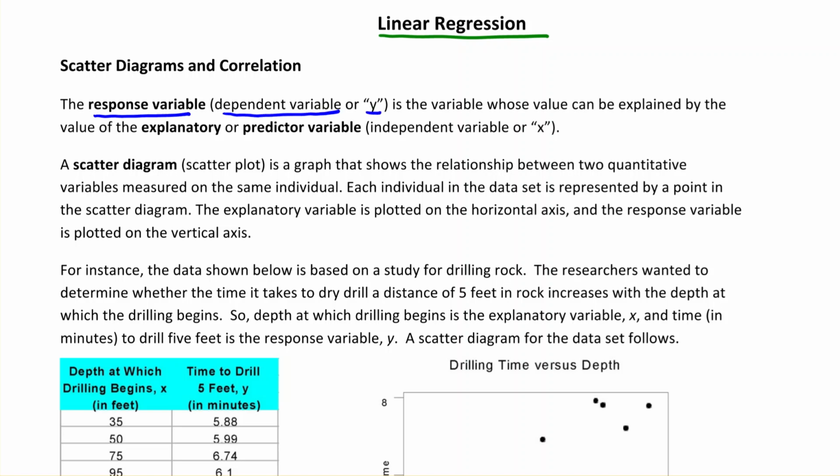on the x and y graph, is a variable whose value can be explained by the explanatory variable or predictor variable. So this is also known as the independent variable or the x value on the x and y. So if we have x and y, this is the independent variable or predictor variable. This is the response variable, the y.